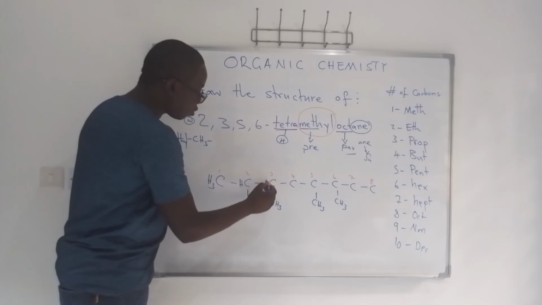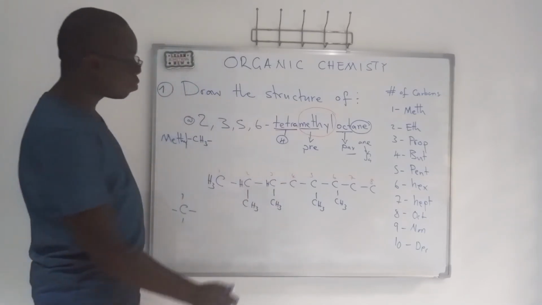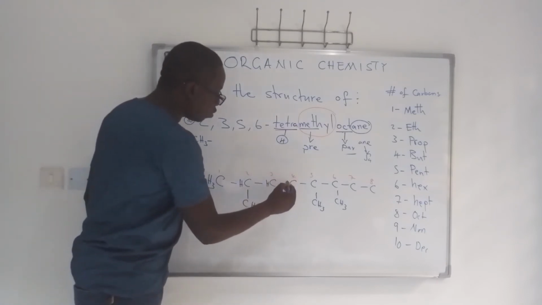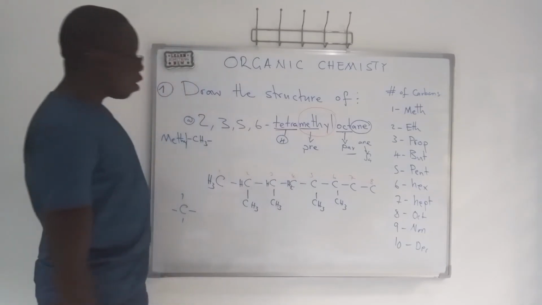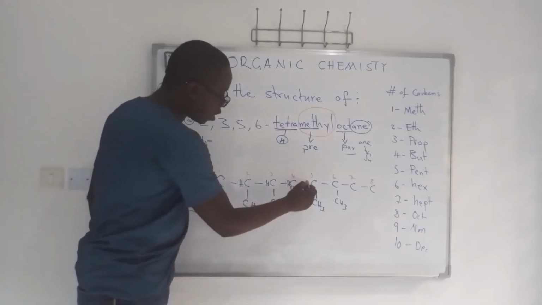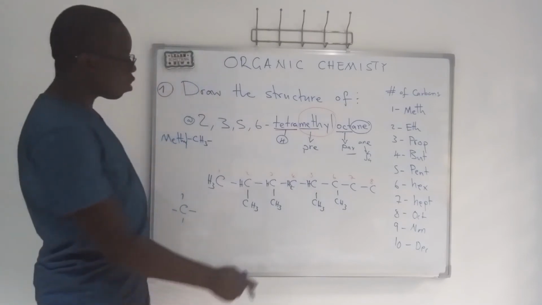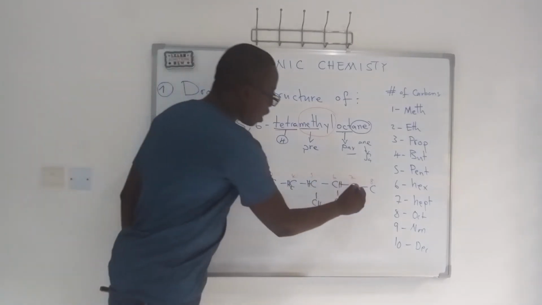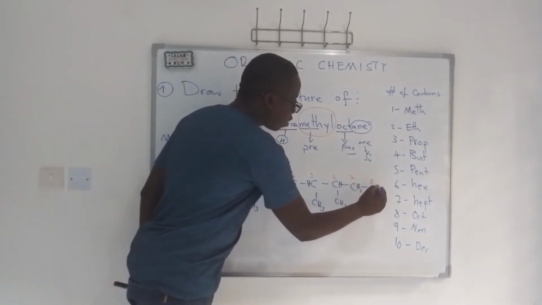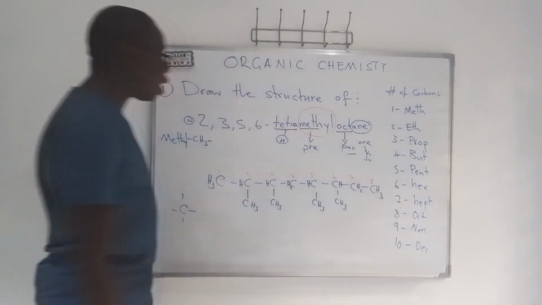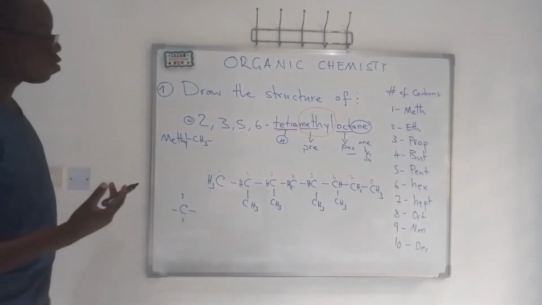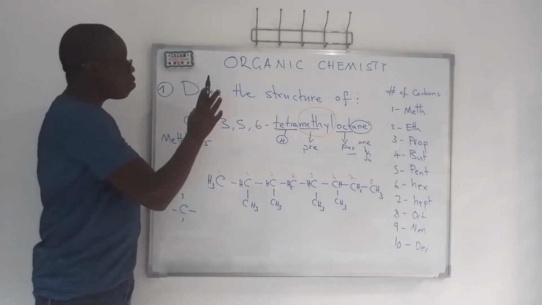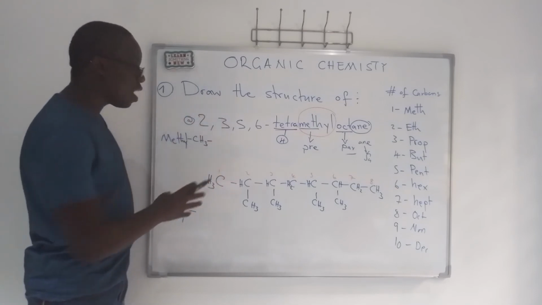The third one has 3 bonds, so we'll add 1. The fourth one has 2 bonds, so we'll add 2 hydrogens. Then the fifth has 3 bonds, we'll add 1 hydrogen. The sixth will add 1 hydrogen. The seventh one will add 2 hydrogens. Then the eighth one will add 3 hydrogens. So if we do this, then we have correctly interpreted the name that we have been given into a structure.